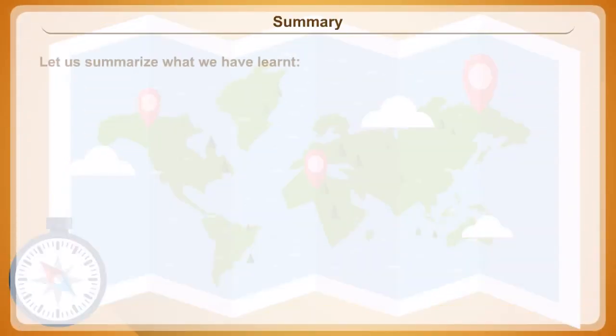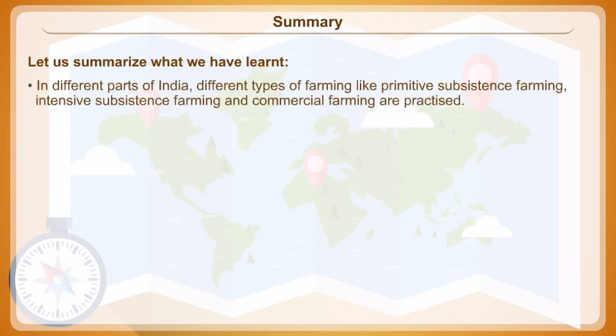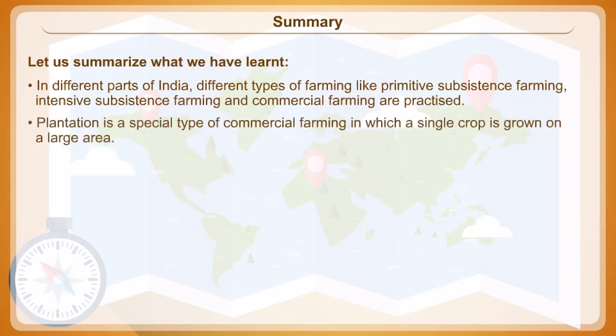Summary. Let us summarize what we have learned. In different parts of India, different types of farming like primitive subsistence farming, intensive subsistence farming, and commercial farming are practiced. Plantation is a special type of commercial farming in which a single crop is grown on a large area.